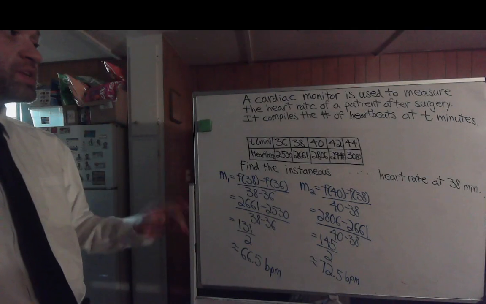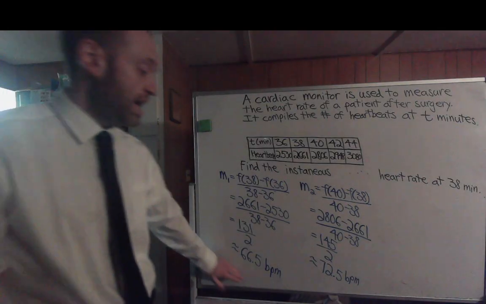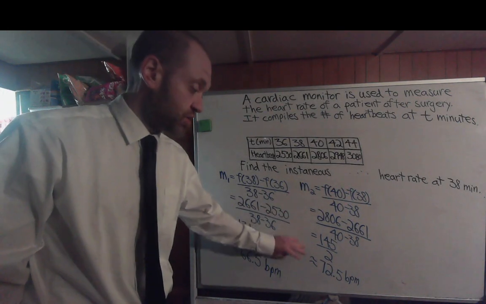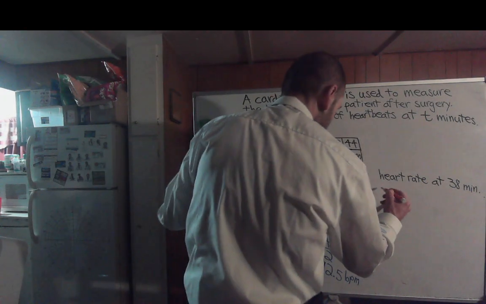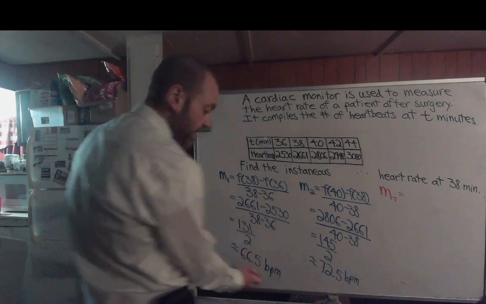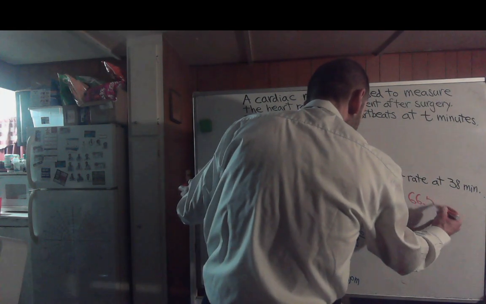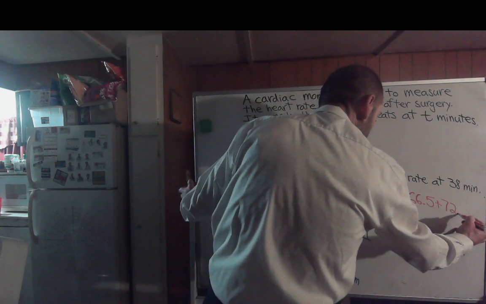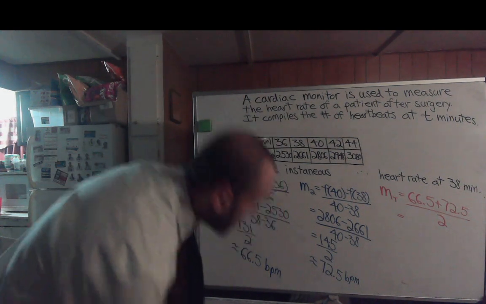Now, if we want to find the instantaneous heart rate at 38 minutes, we need to take the average of these two average heart rates. So I'll put that in the red ink. That would be the slope of your tangent line. That's going to equal that first average heart rate of 66.5 plus your second heart rate average, which was 72.5, all that divided by 2, which, let's see what you get here when you add the numerator.